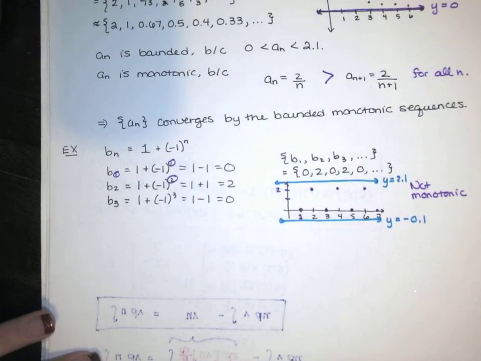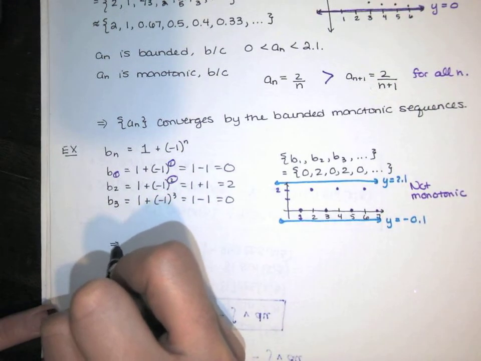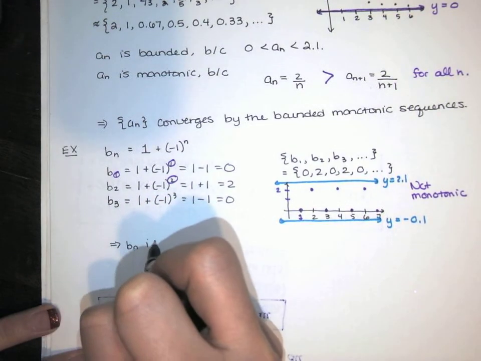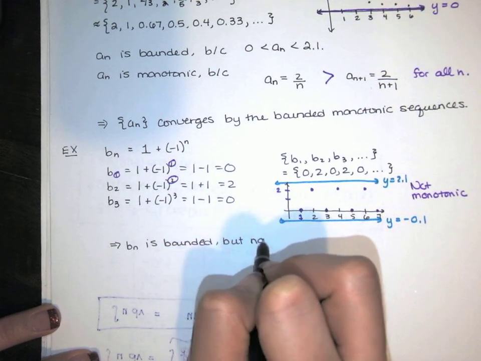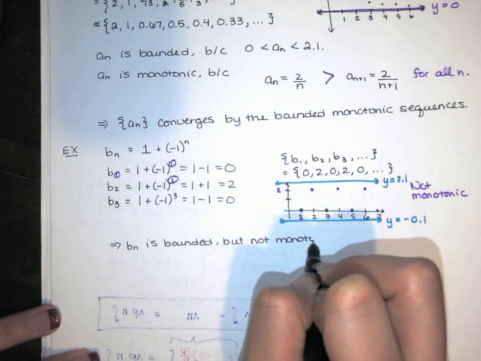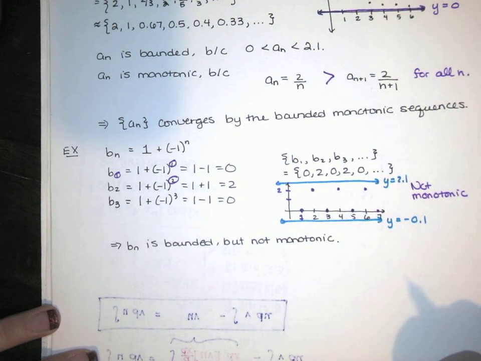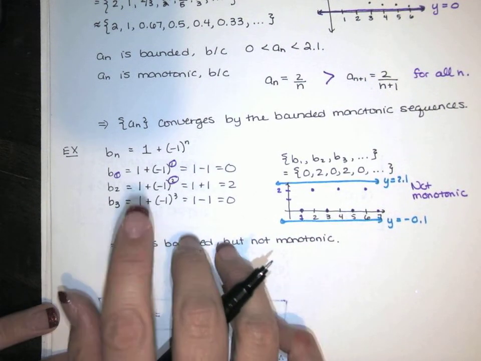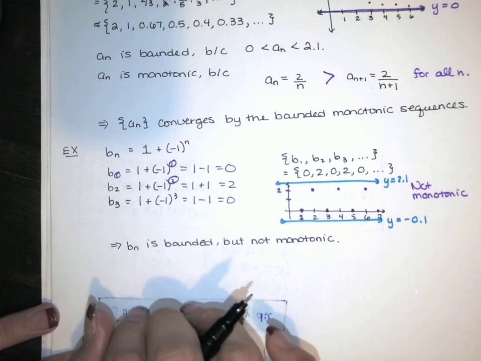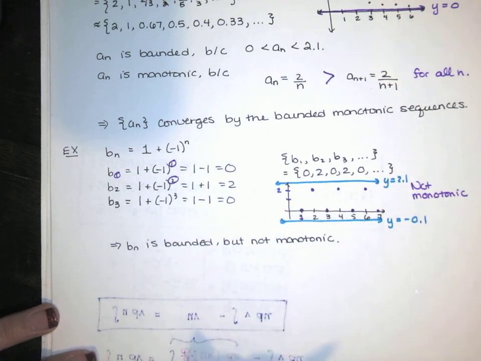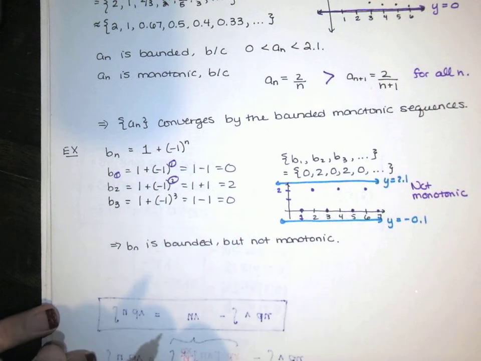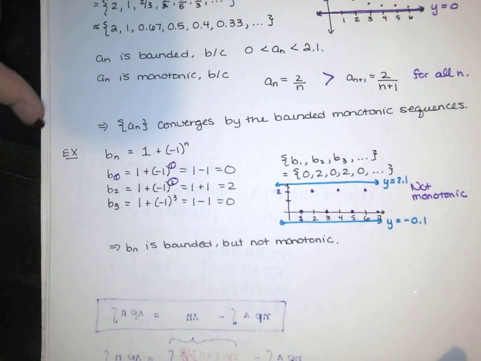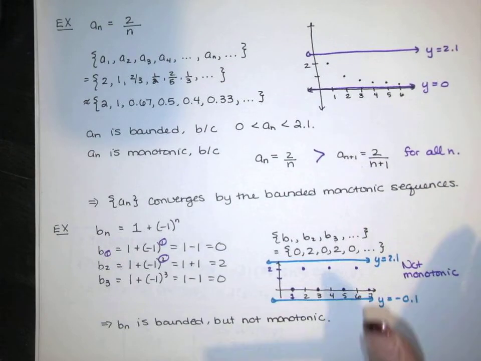So we can say, just from this example, that b sub n is bounded, but it's not monotonic. And that means the bounded monotonic sequence theorem does not apply. So that theorem is not going to tell us anything about this sequence. We've got to do something else. We would use the fact that we've got two subsequences that converge to different values to show that the limit of b sub n does not exist. So that sequence diverges.